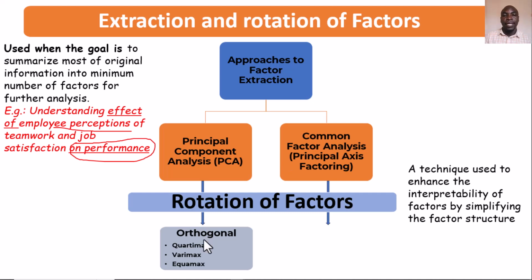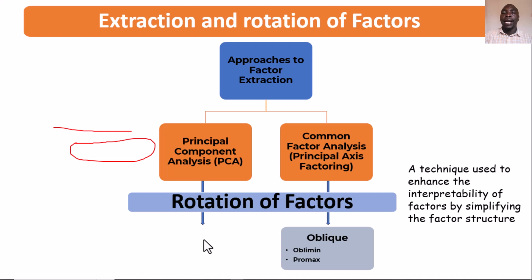These orthogonal methods assume that the factors, the groups being extracted, are not related to each other. Meaning, this method is suitable when you want to extract those variables to use, for example, for logistic regression, because it eliminates collinearity in your future analysis.